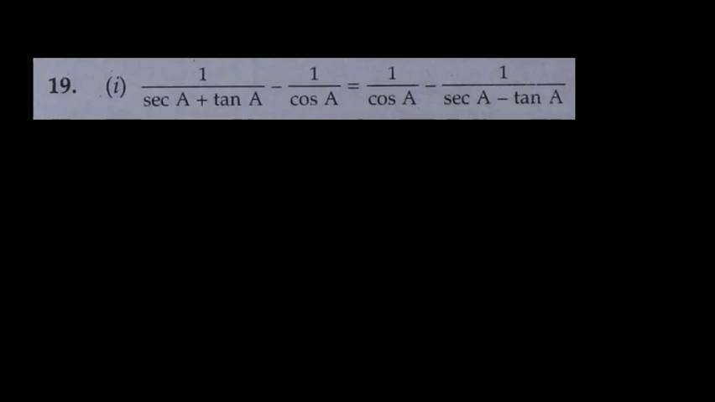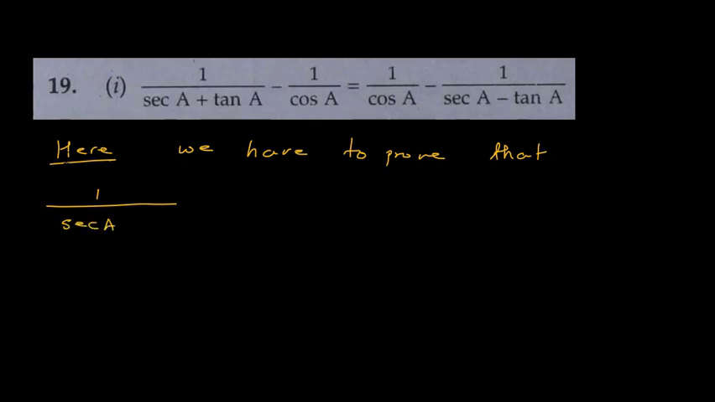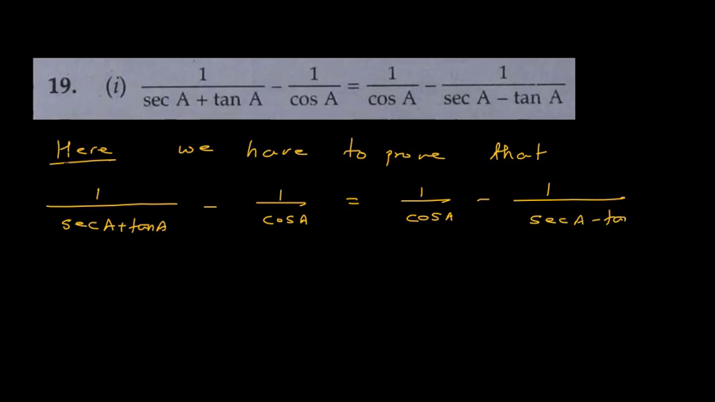Now the next one, 1 upon (sec A plus tan A) minus 1 upon cos A equal to 1 upon cos A minus 1 upon (sec A minus tan A). Now this problem I am doing a little differently. Here we have to prove that 1 upon (sec A plus tan A) minus 1 upon cos A equal to 1 upon cos A minus 1 upon (sec A minus tan A).